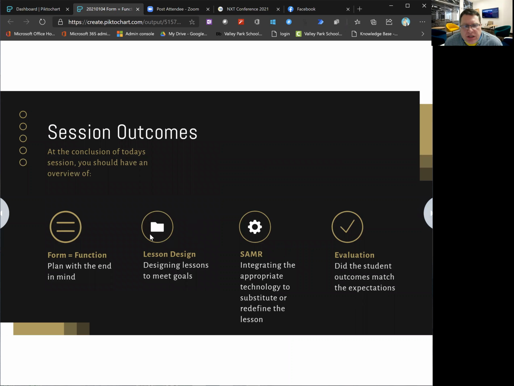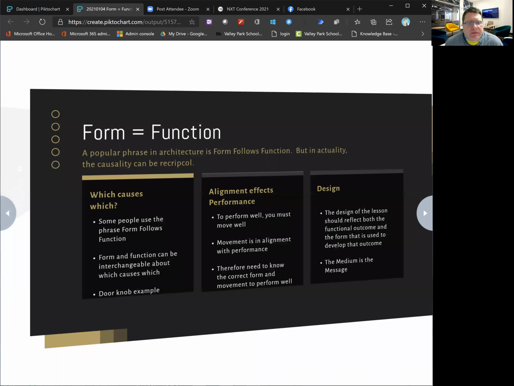So the outcomes are to understand form equals function, what that means related to planning with the end in mind, come up with some lesson design ideas, good processes to use when designing those lessons, talk about the SAMR elements of technology integration, and then how to evaluate, like what's good for teachers to evaluate their effectiveness of the lesson for continuous improvement. So those are some of the topics that we're going to talk about and understandings by the end of the presentation.